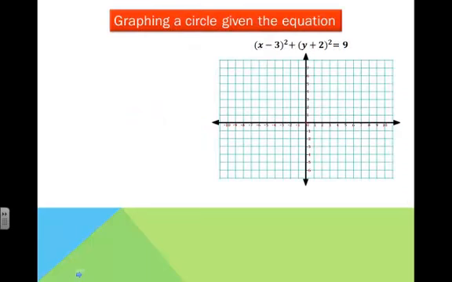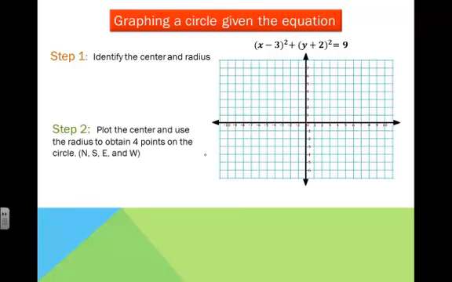Alright, now let's look at what would happen if we wanted to graph this circle: (x − 3) quantity squared plus (y + 2) quantity squared equals 9. If we wanted to graph it, there are 3 easy steps we can follow. The first step would be to identify the center and the radius of this particular circle. After we identify the center and the radius, we're going to plot the center and use the radius to obtain 4 more points on our circle: north, south, east, and west, I'll explain momentarily. And then lastly, connect those with our circular arc.